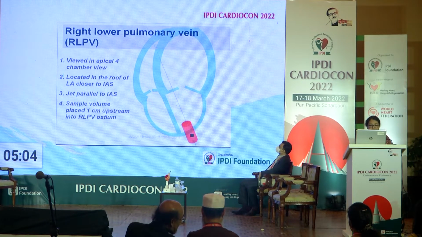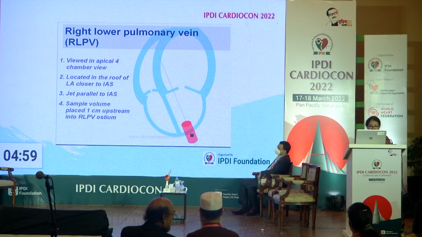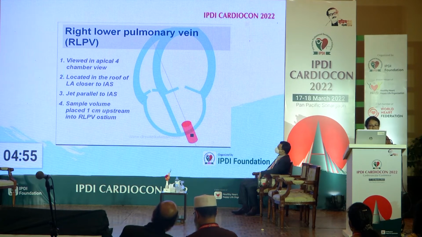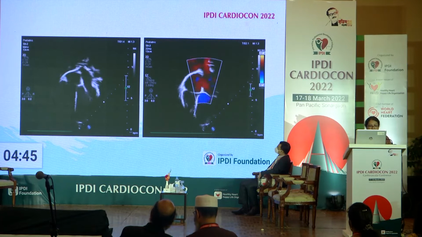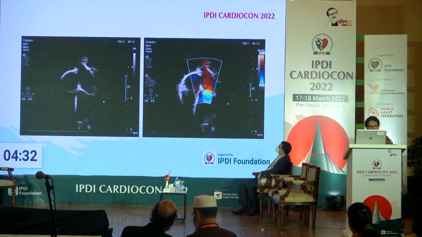This picture depicts an apical four-chamber view. In this view, we are able to see a pulmonary vein entering into the LA near its roof and close to the interatrial septum, and the color jet is parallel to the interatrial septum. In this 2D echo, we see a pulmonary vein entering the LA near its roof, and color flow interrogation reveals that the jet is close and parallel to the interatrial septum.